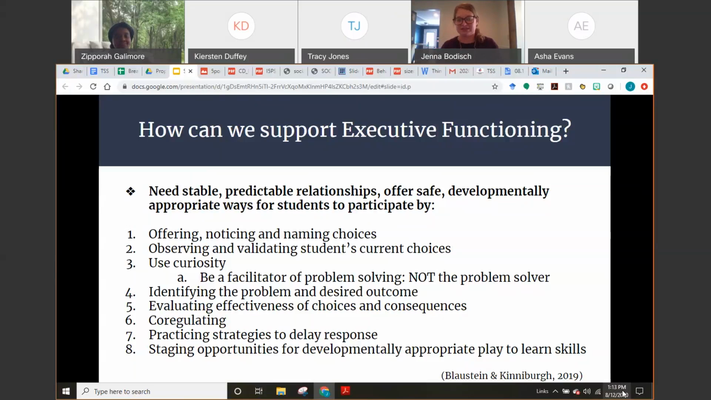Number 7 is practicing these strategies to delay response. Again, this doesn't have to be like I go to Miss Bodish's office and we practice these things. We can practice them as a class, right? So maybe all together, let's count to 10. Let's take a few deep breaths. Let's squeeze our hands together. Let's do whatever it might be, practicing some of these. And staging opportunities for developmentally appropriate play to learn skills.